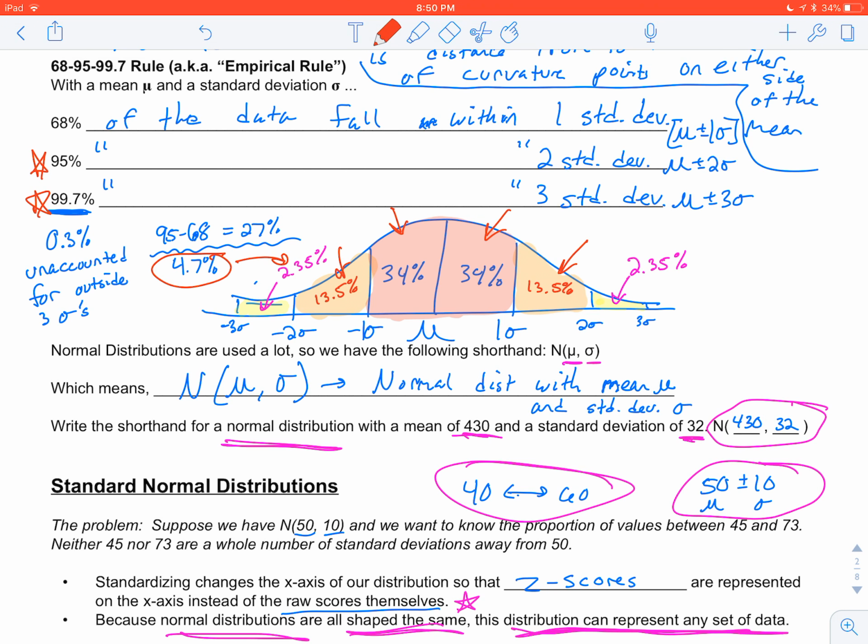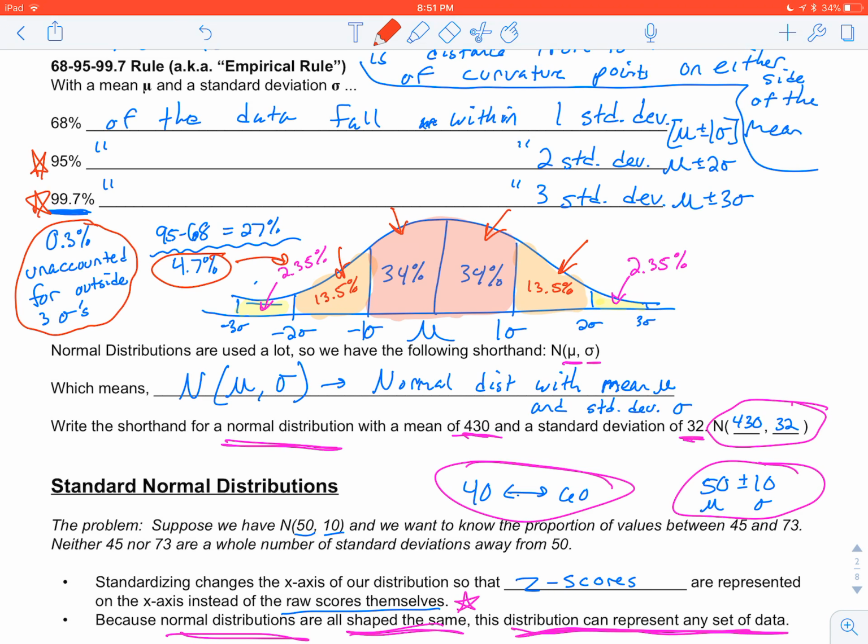Now you'll notice that after within 3 standard deviations, you only have 0.3% unaccounted for outside that range. That's not a lot of data. It's actually, in most cases, a negligible amount of data. We don't really worry ourselves with that. So if you deal with a standard deviation much higher than 3 on either side of the mean, you're talking about a very small probability of it happening.